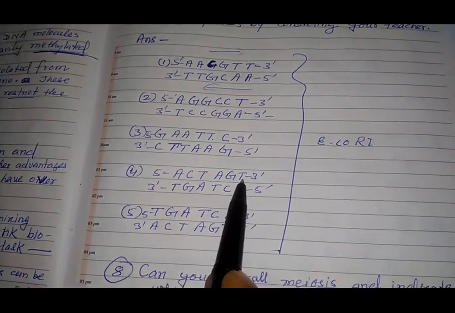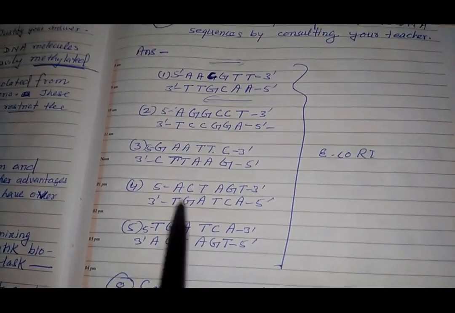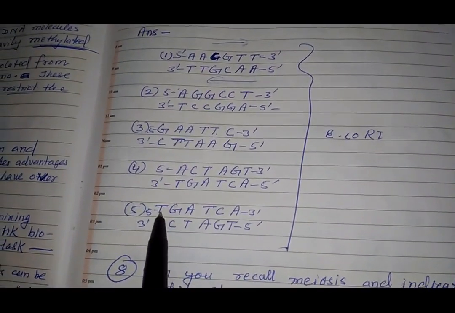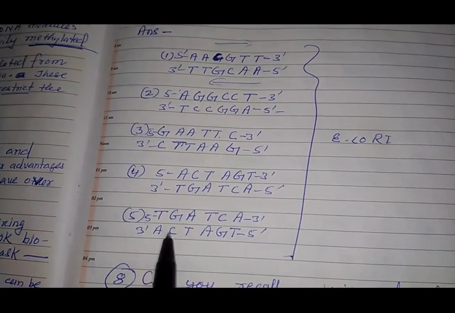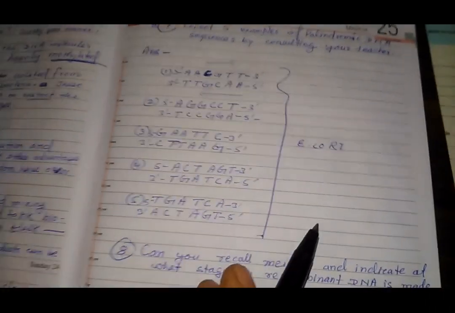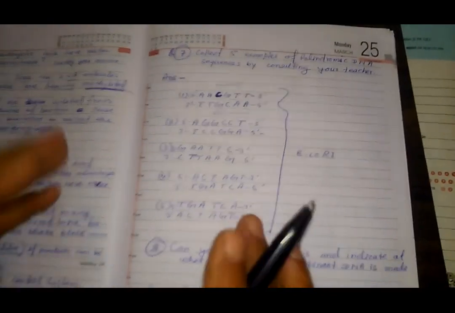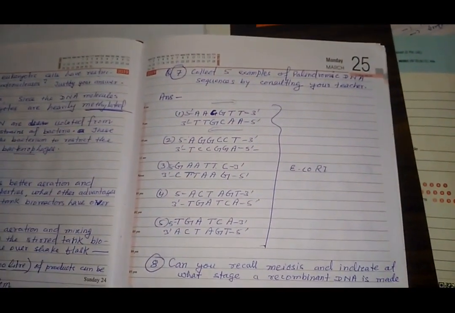ACTAGT. ACTAGT. Again TGA, TCA, TGA, TCA. So in this way, you can also apply your mind and write numerable palindrome sequences. So no problem.